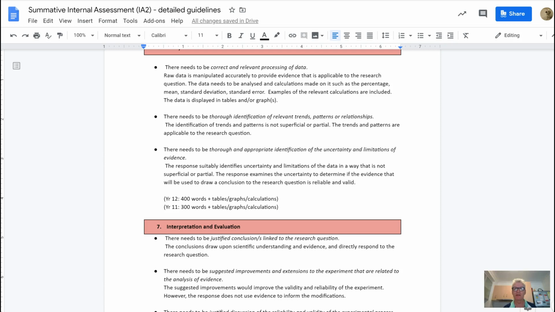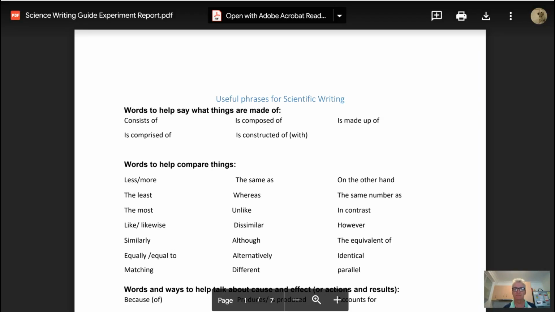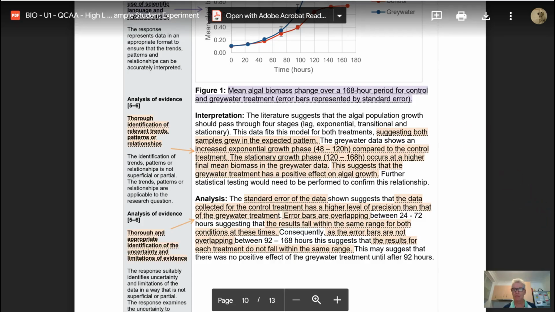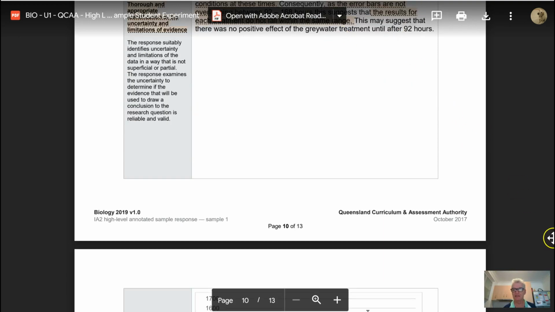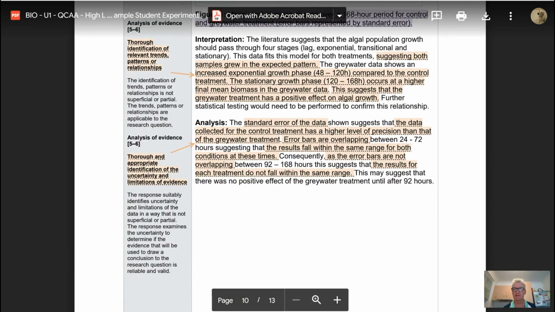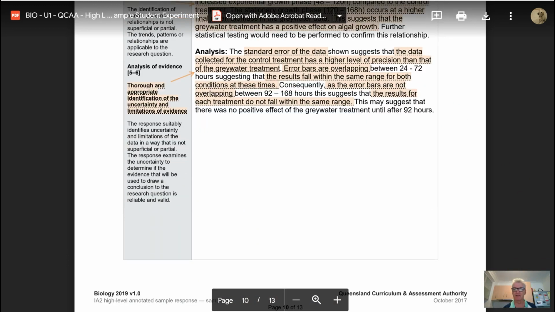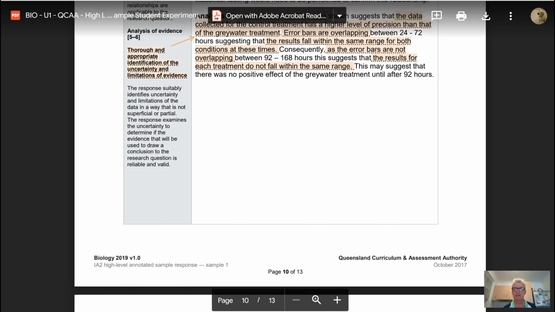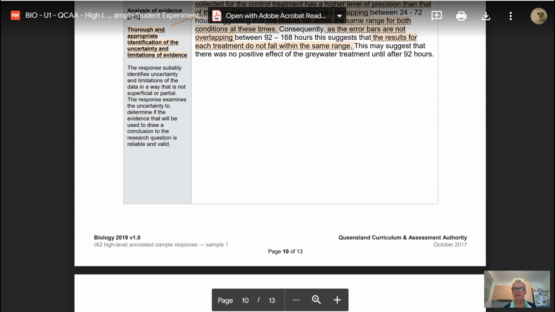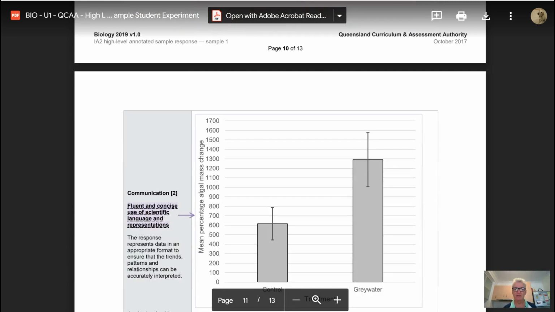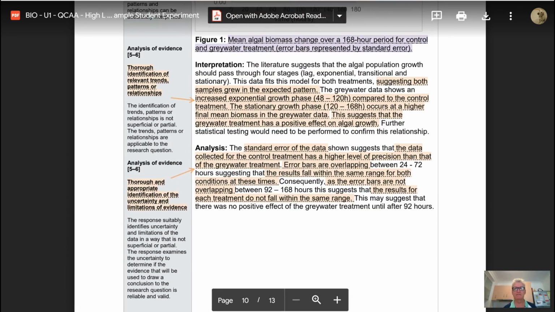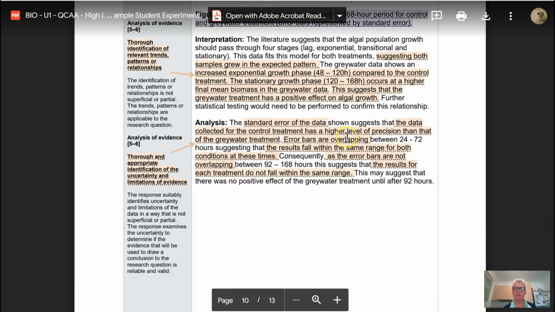So if you actually go to the sample one, we're talking about the data. So what are the errors or limitations of the data? It might be a high error rate. It might be you haven't got a lot of data. You haven't got a large number of samples in your size. It might mean that the range is really great. Standard deviation is pretty large, so it's not really that accurate. But you're interpreting what the actual results say. So first of all, identify the trend, and then analyze the uncertainty and limitations of that evidence.